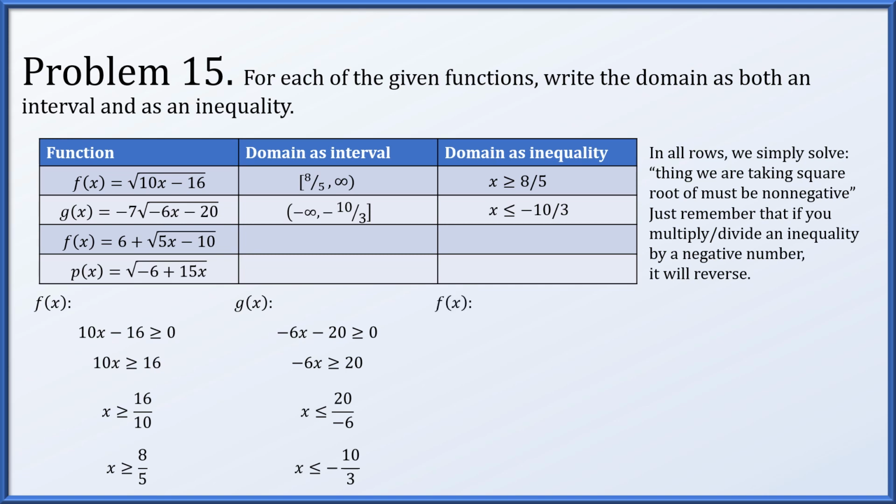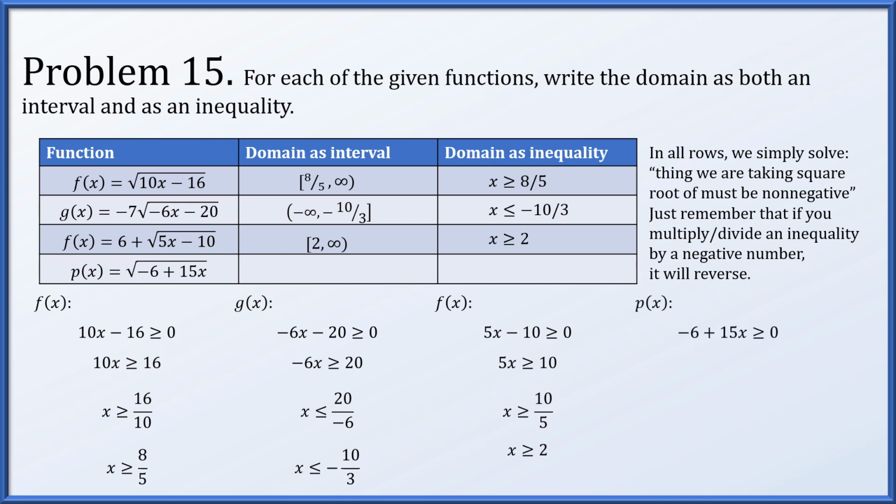For the third row, which is also f of x, again, we're just going to set the thing under the radical to be bigger than or equal to 0. We're going to add the constant 10. We're going to divide by 5. We do not have to reverse the inequality because 5 is not negative. We simplify this down to 2. X is bigger than or equal to 2. There's our inequality. And as an interval, we simply want to start at 2 and include it, and go off to the right to infinity.